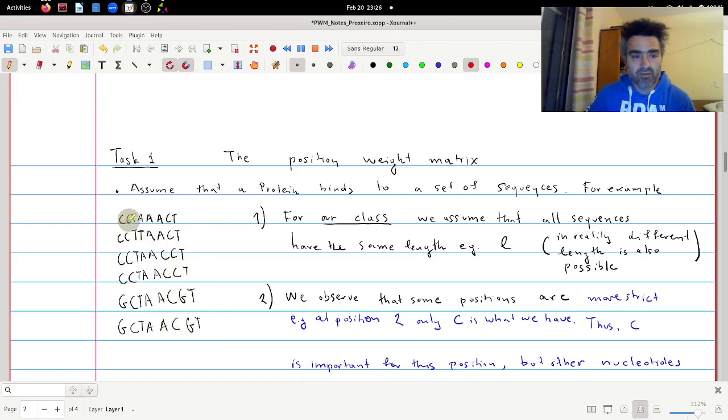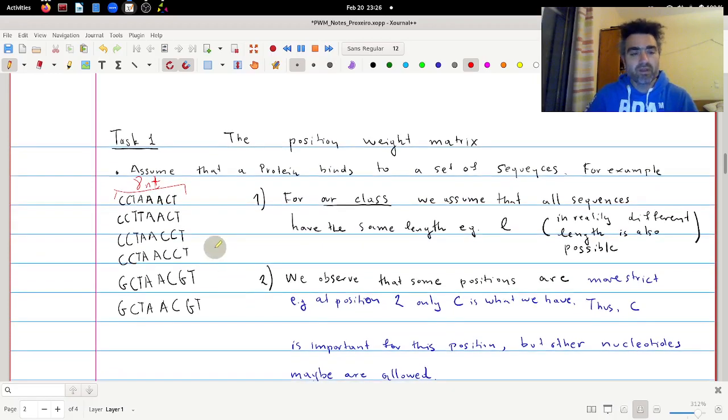Now here the length is 1, 2, 3, 4, 5, 6, 7, 8. So the sequence consists of 8 nucleotides.